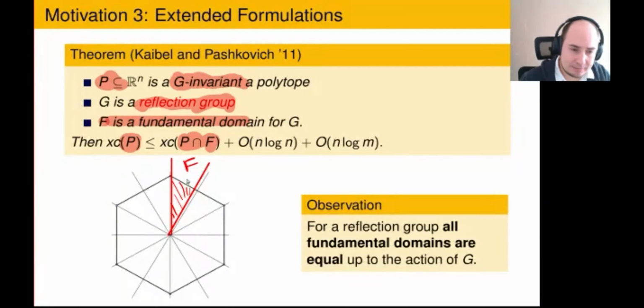And then you can get an extended formulation of your whole polytope by adding some extra overhead inequalities, which is quite small. It depends on n, which is the dimension, and this parameter that tells somehow how complicated the group is. Okay, I don't want to get into the specific details.